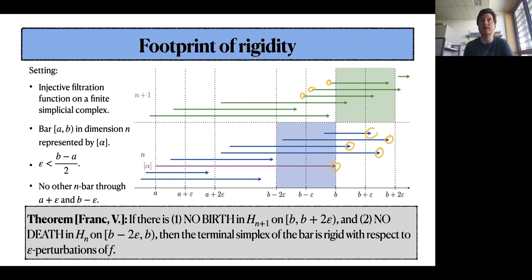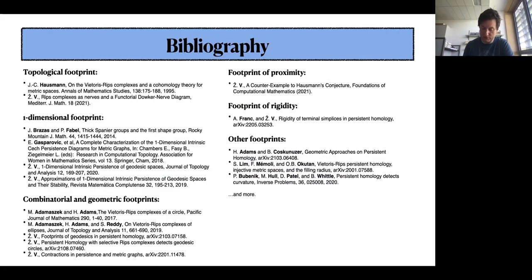And that's it. I think I'm 4 minutes over the time. Yeah, so maybe I should just skip to the last slides slowly. There are other footprints as well that I didn't have time to talk about. Henry and Boris have some really nice geometric footprints, essentially. They don't call them footprints, but I would call them that in the context of this story.